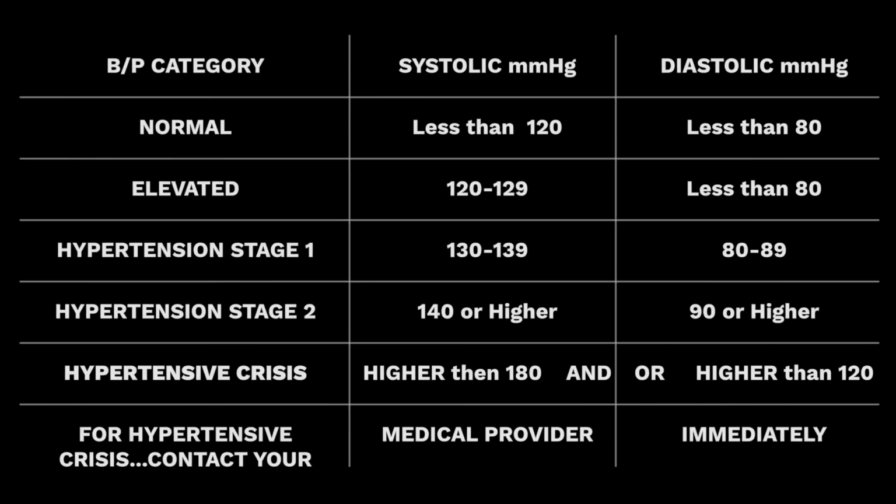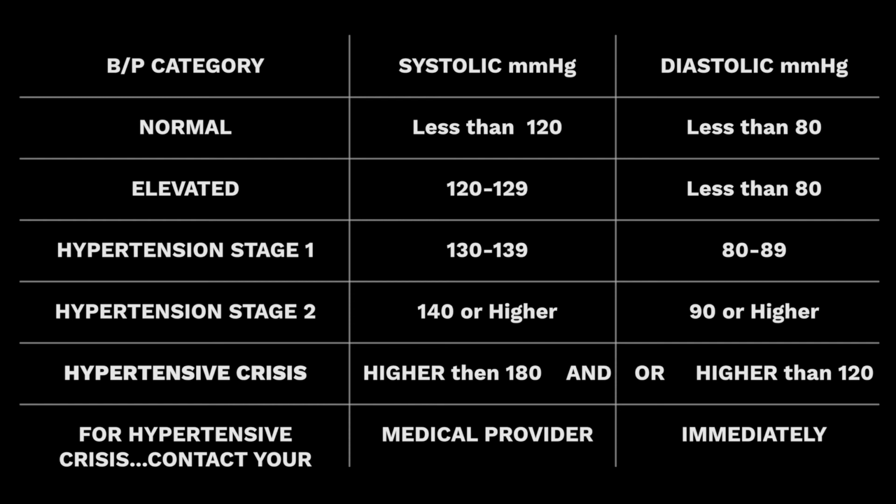Now, blood pressure can be categorized further as normal, elevated, hypertension stage 1, hypertension stage 2, and then hypertensive crisis. And let me put up the criteria for that. Normal blood pressure is considered less than 120 systolically and less than 80 diastolically. Elevated blood pressure is 120 to 129 systolically and less than 80 diastolically.